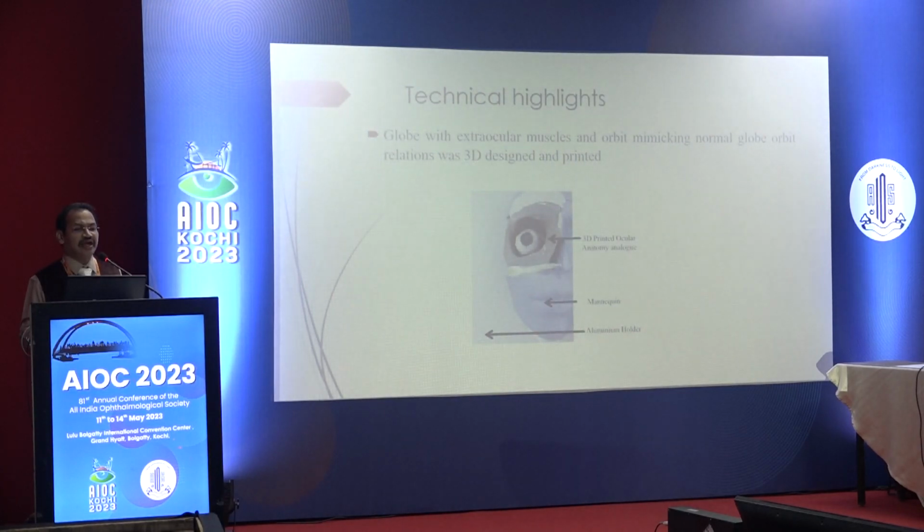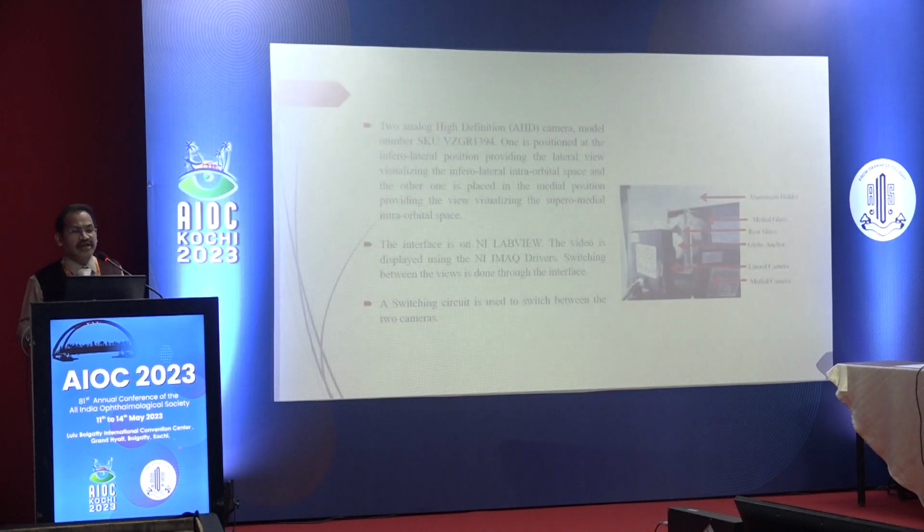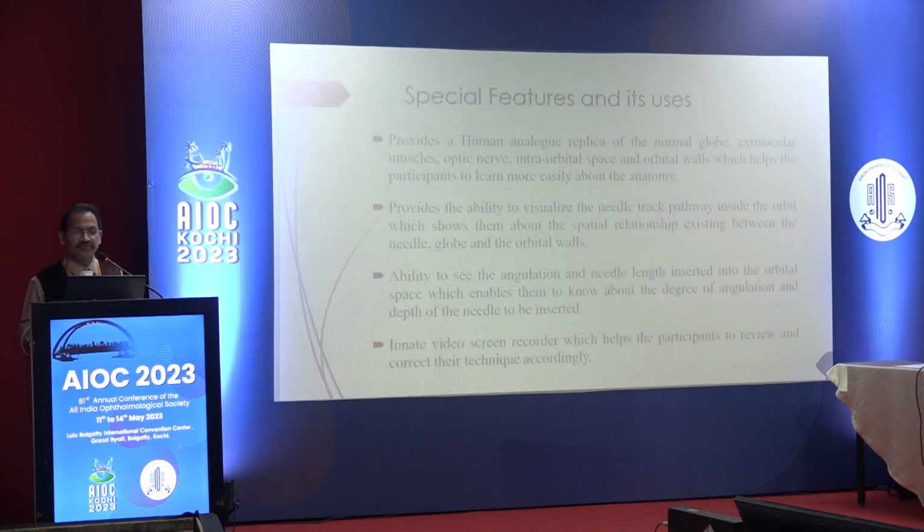Now, some of the technical highlights, how we made this simulator: the globe with the extraocular muscles in the orbits, which mimics the normal globe orbit relations, was 3D designed and printed, as you can see in this picture. Then the rubber which was used for the phase 1 mannequin facial features was molded using a special type of rubber called OMO 30. Then two high-definition cameras were placed, as I was mentioning, one at the inferolateral wall and the other at the medial wall to show the needle track.